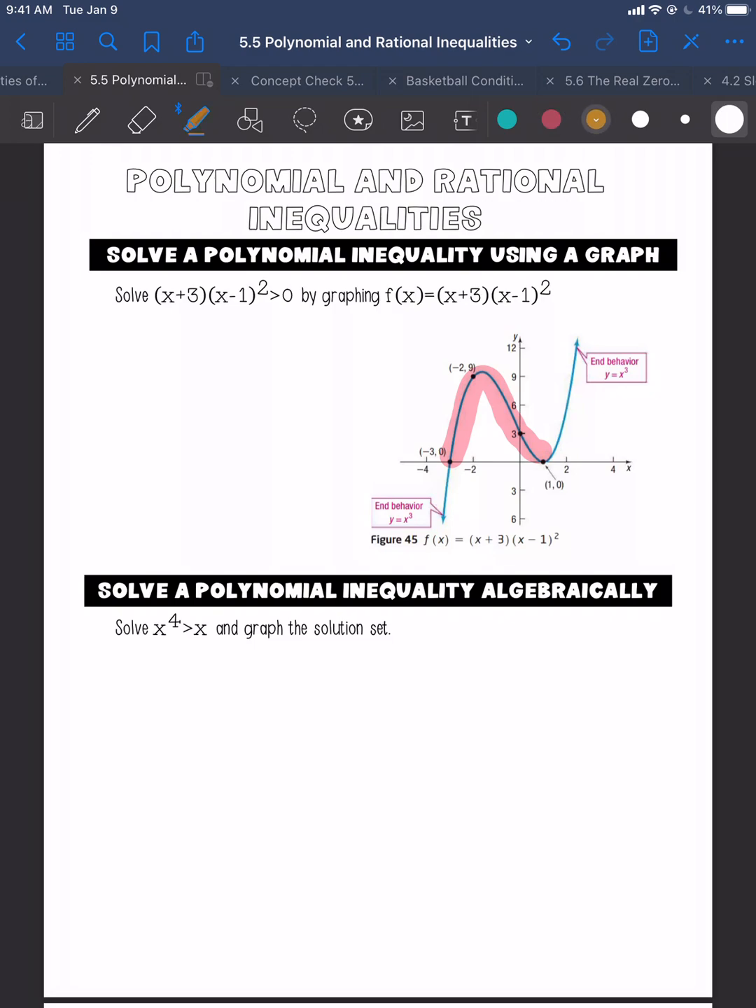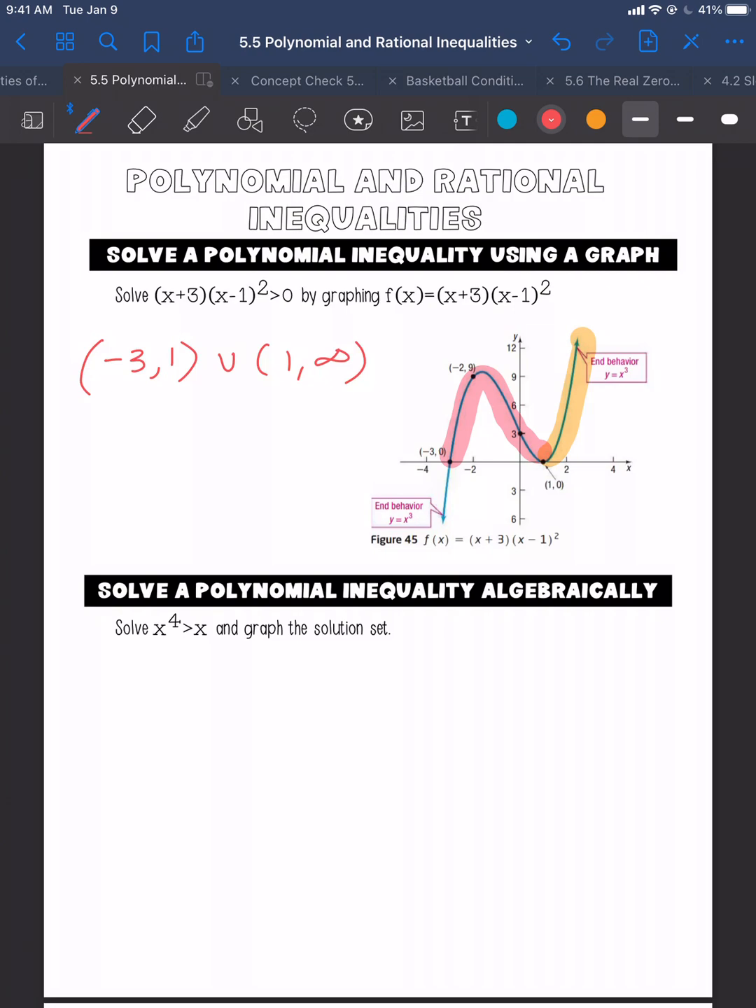It's pretty much this whole area, but we have to be careful because it's not greater than or equal to 0, it's just greater than 0. So the x-intercepts are not included. So our solution would be the interval -3 to 1 in union with 1 to infinity, because 1 cannot be included and the -3 is also not included. And that is our solution set.